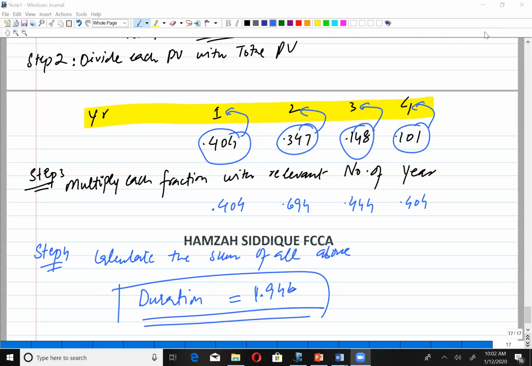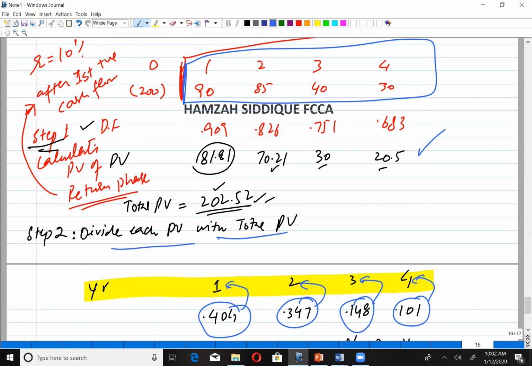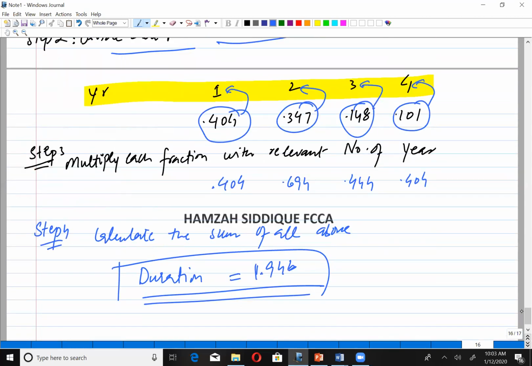Now, so students, just see here for a recall. First of all, calculate present values of return phase. Remember, return phase only. Then calculate the fraction, the present value of each year with the total present value. Okay. Be quick, please.